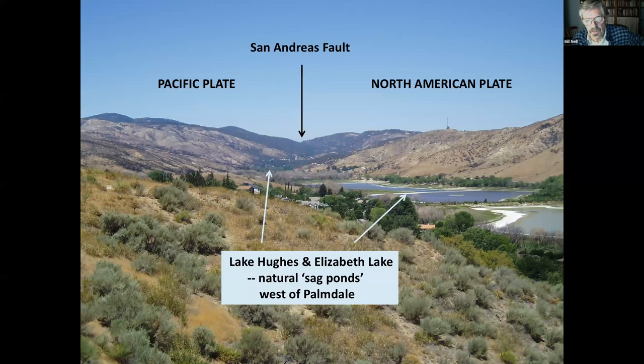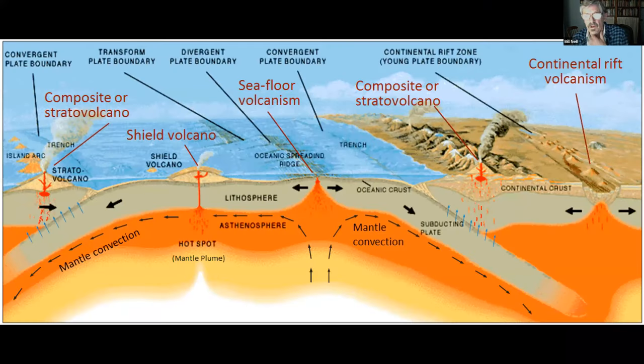Then up toward the northwest, we have Lake Hughes and Elizabeth Lake. These are natural depressions. Again, we have the Pacific Plate and North America Plate on the right, and it goes through that notch there. So that's enough of the fault itself.